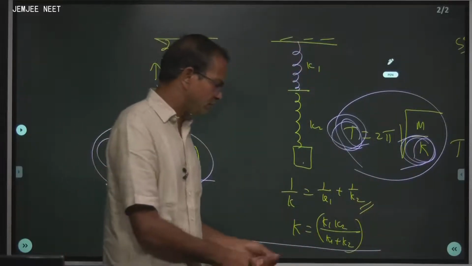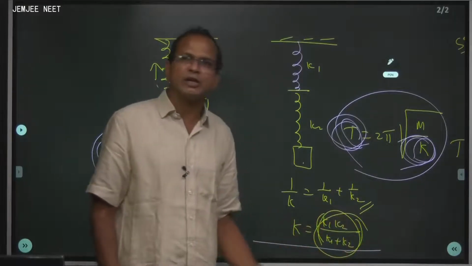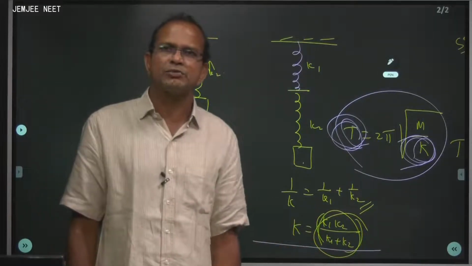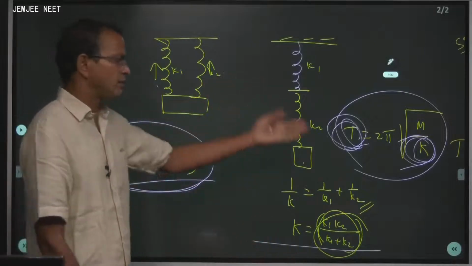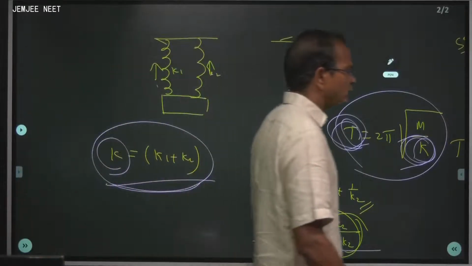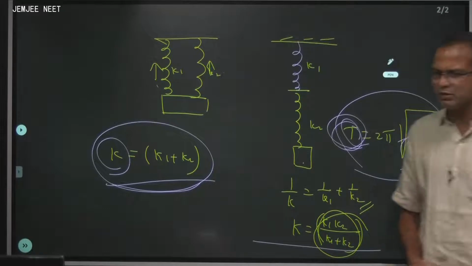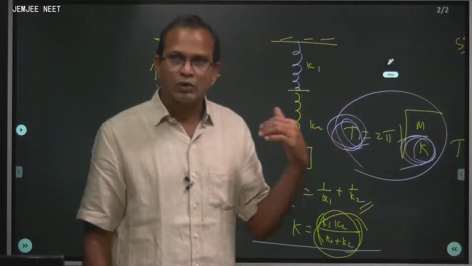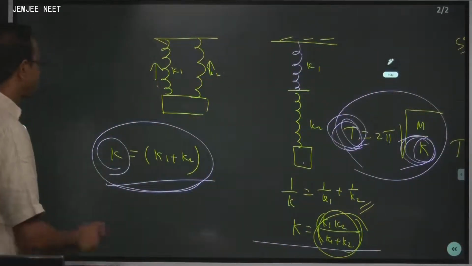The effective value of K is supposed to be less than K1, K2 as per our calculation, K1 K2 by K1 plus K2, if you calculate. Got it? Logically, you need not go purely with physics. In our day-to-day experience, we can understand.